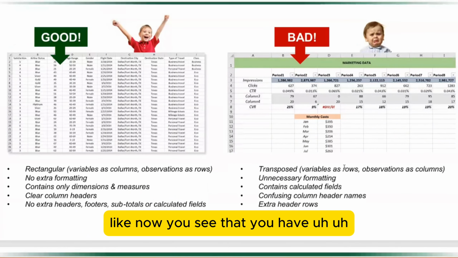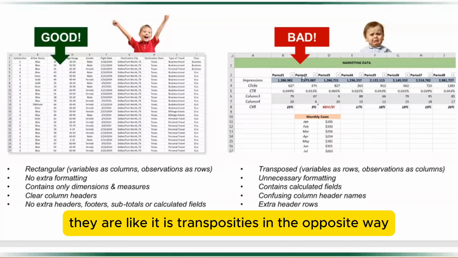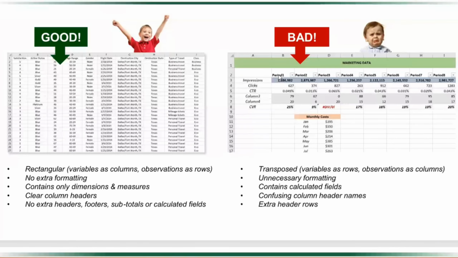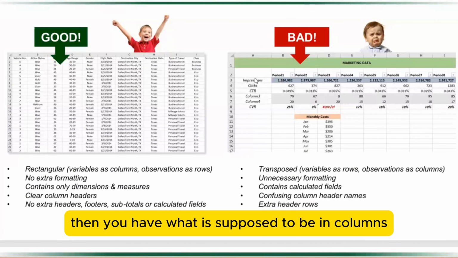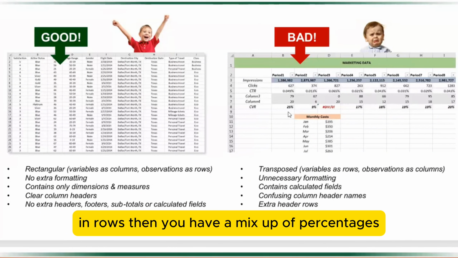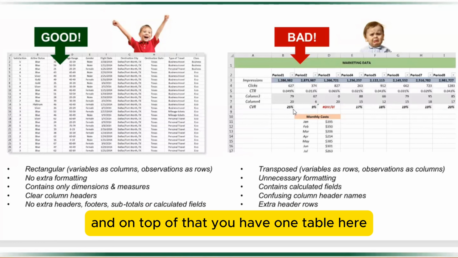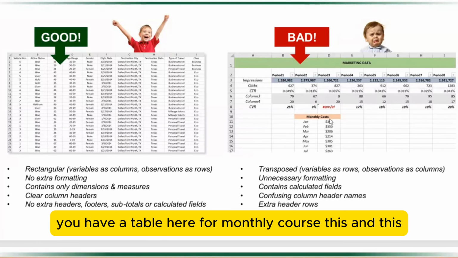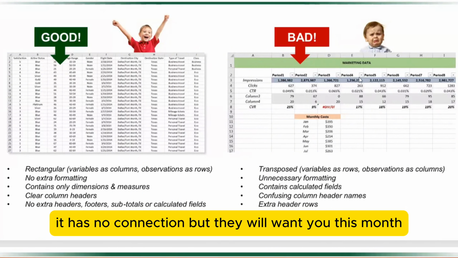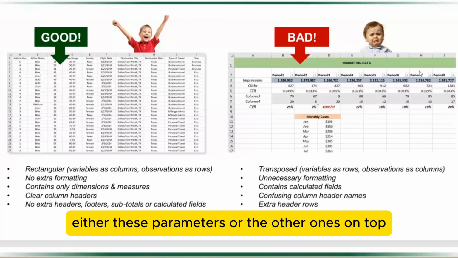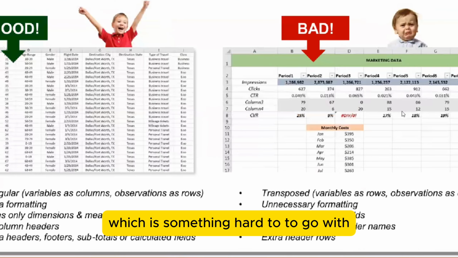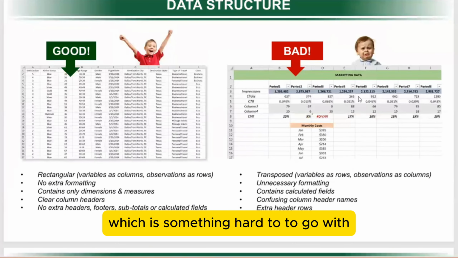Like now you see here, it is transposed, it is in the opposite way. Periods are at the top, then you have what is supposed to be in columns in rows. Then you have a mix up of percentages and numbers, there is a lot of mix up. On top of that, you have one table here and another table here for monthly costs. This and this have no connection, but they will want you to speak to either these parameters or the other ones on top, which is hard to work with.